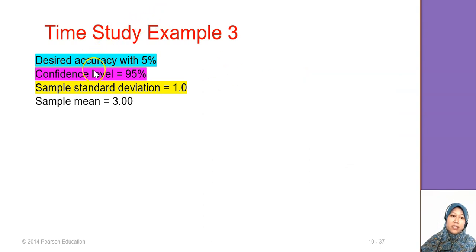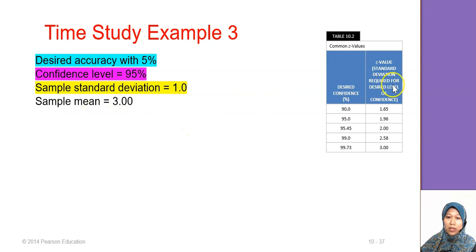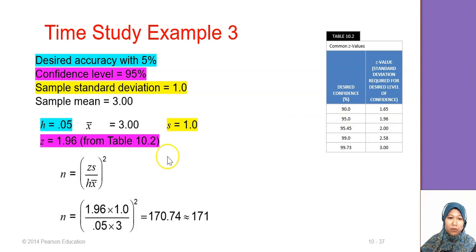Let's look at this example. Desired accuracy, they give 5%. Confidence level, they give 95%. Sample standard deviation, they give 1, and sample mean, they give 3. Because we're going to use the Z value, we refer to this table. 95% confidence level is 1.96. From this formula, H is the accuracy, so it becomes 0.05. X bar is the sample mean, 3. S is the standard deviation, 1. And Z is from this table.